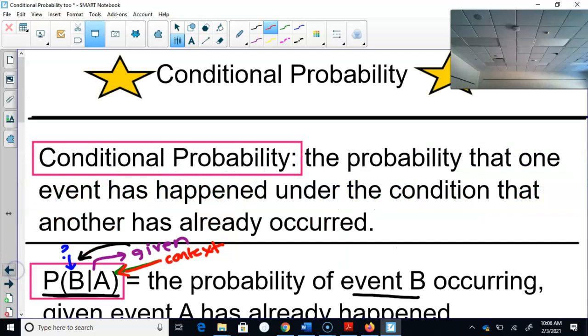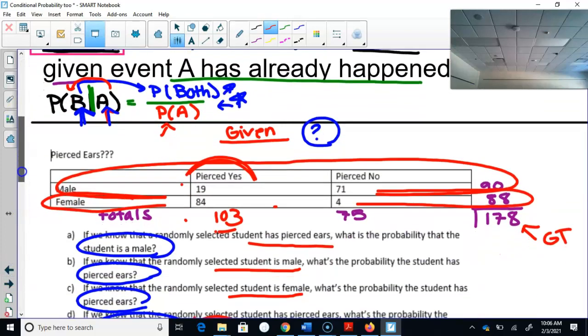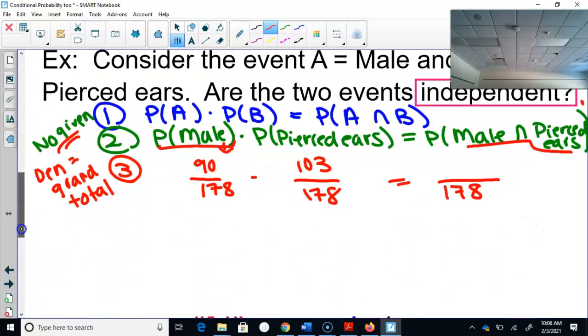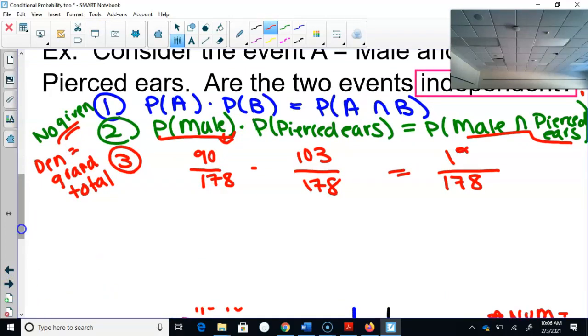Is that equal to, out of 178 people, who identify as being male and also having pierced ears? Let's go ahead and look at that. How many people identify as being male and having pierced ears? That's 19 out of 178. Okay, 19 out of 178. So let's figure that out now.